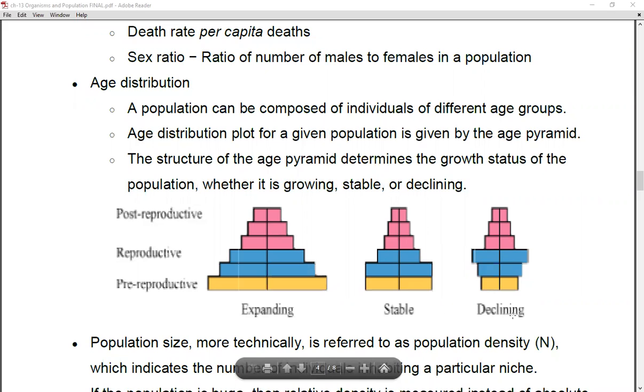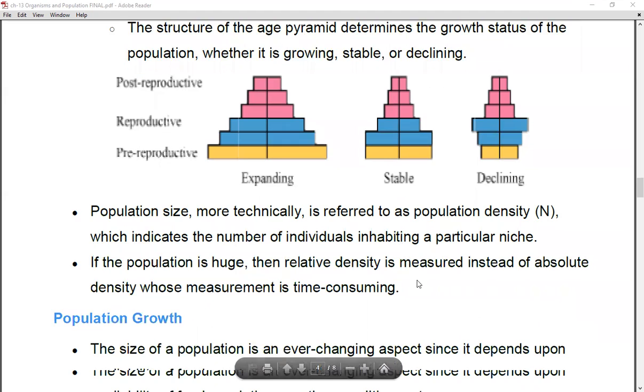So these are the three different types of age pyramids, right? The expanding type, stable type, and the declining type, based upon the three different age groups. The first is pre-reproductive, second is reproductive, and the third one is post-reproductive, right? So if it is asked, then you have to draw these figures and explain the age distribution. You have to explain these three types of groups, and along with that, you have to explain three types of pyramids, that is expanding, stable, and declining, right?